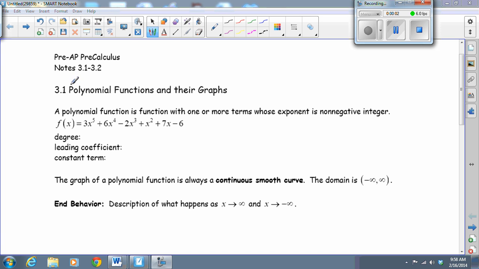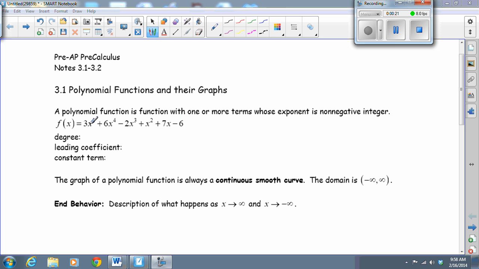Our 3.1 and 3.2 notes are over polynomials, functions, and their graph. A polynomial function is a function with one or more terms whose exponent is a non-negative integer. In other words, all the powers must be positive. The degree of the polynomial is the highest power among all of them.